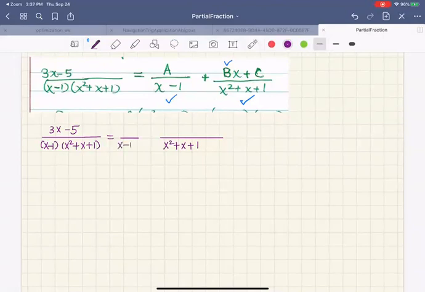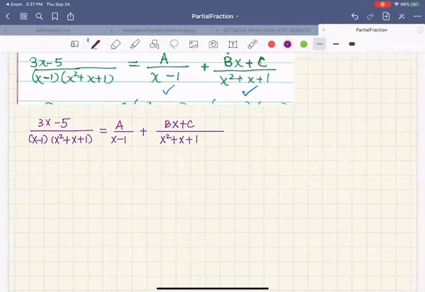This guy is x minus 1. For first order, your numerator is just a constant. For second order, your numerator is bx plus c, okay? Same thing. I'm going to first use this guy to times each term. This is faster than doing the system of equations. I use x minus 1 to times each term.